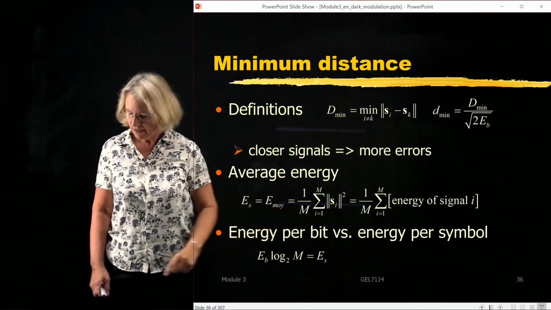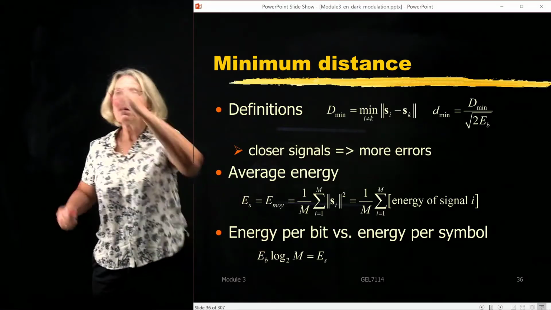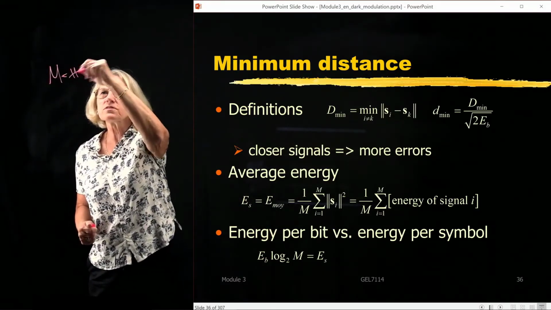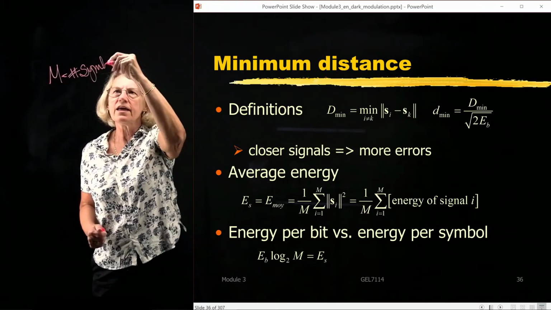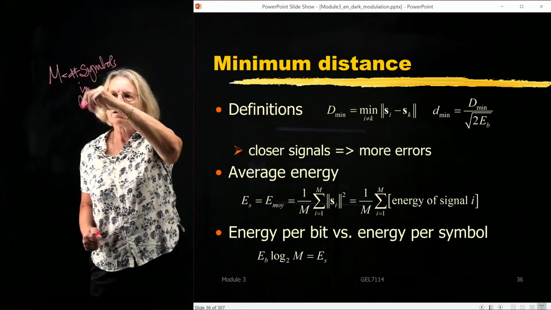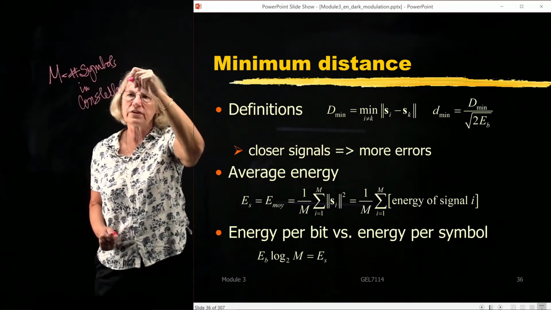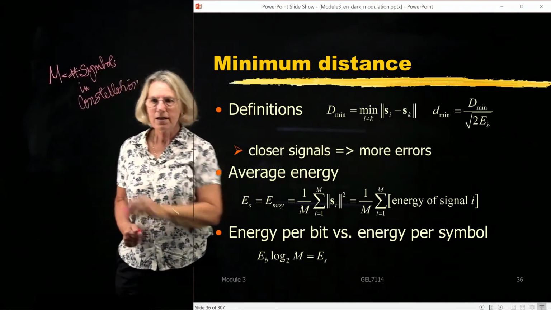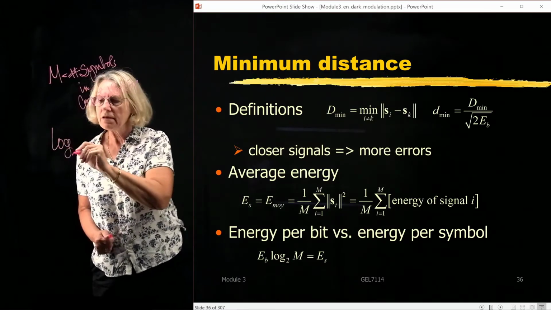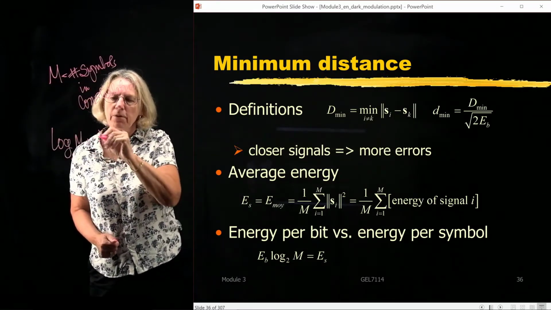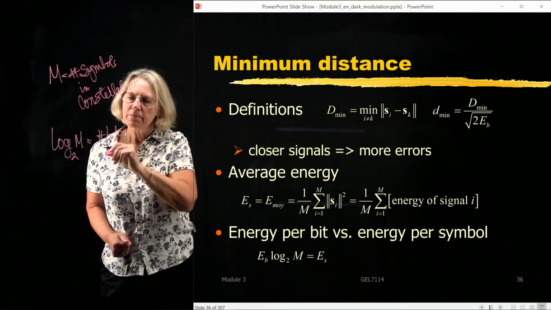So M is the number of symbols in the constellation. In binary, M is equal to 2, quaternary, M is equal to 4, etc. And log 2 M then is equal to the number of bits per symbol.